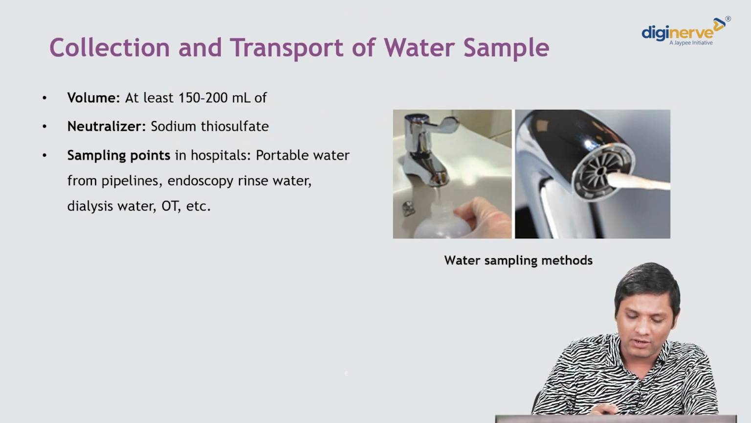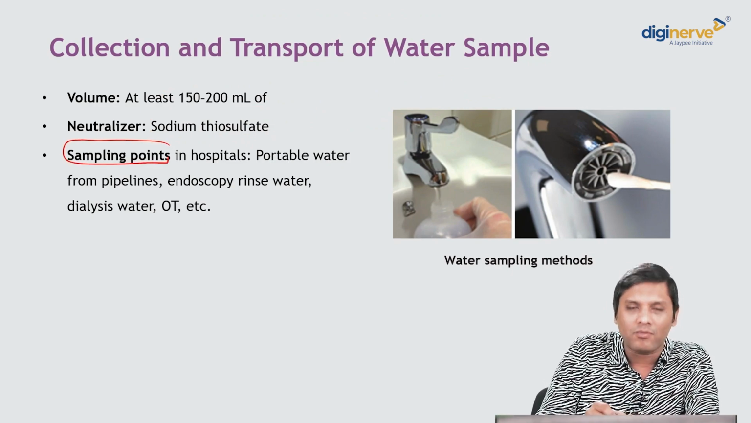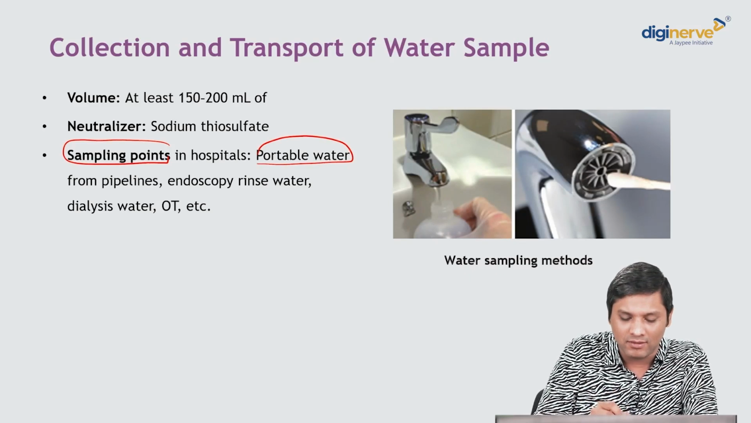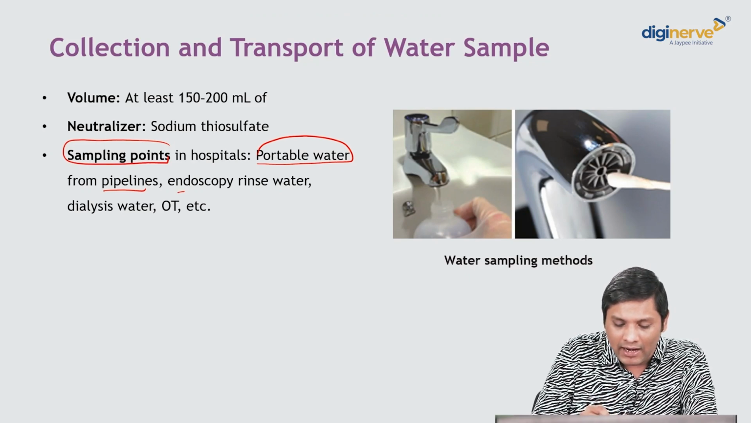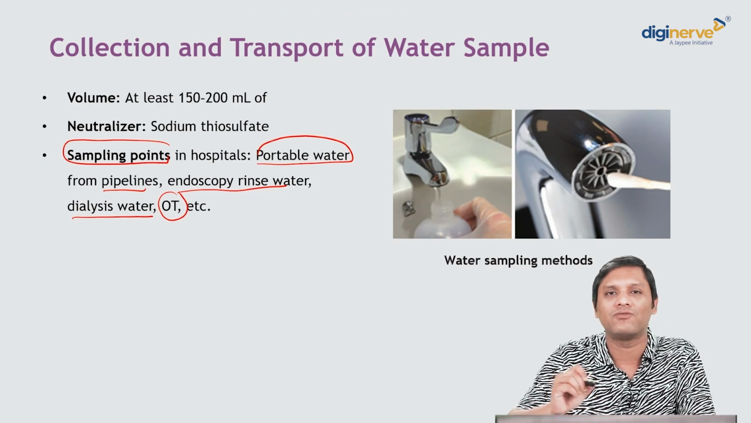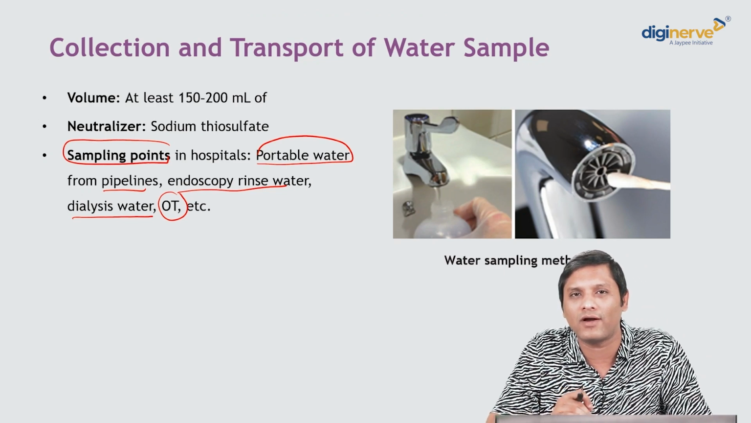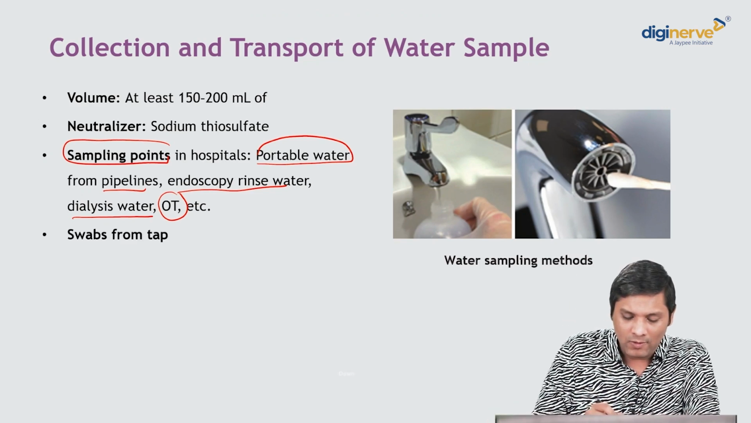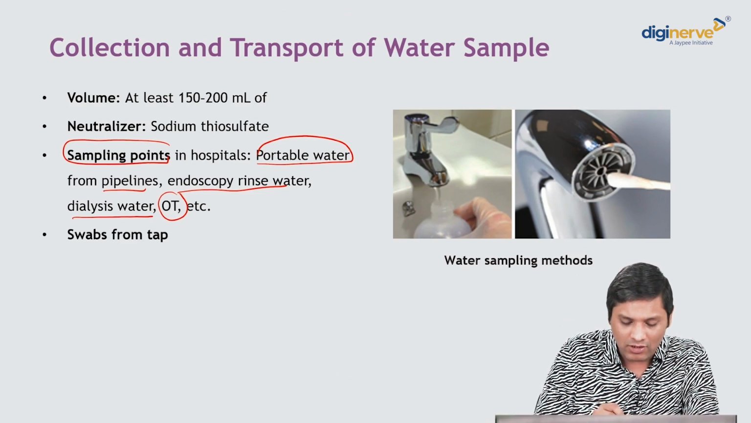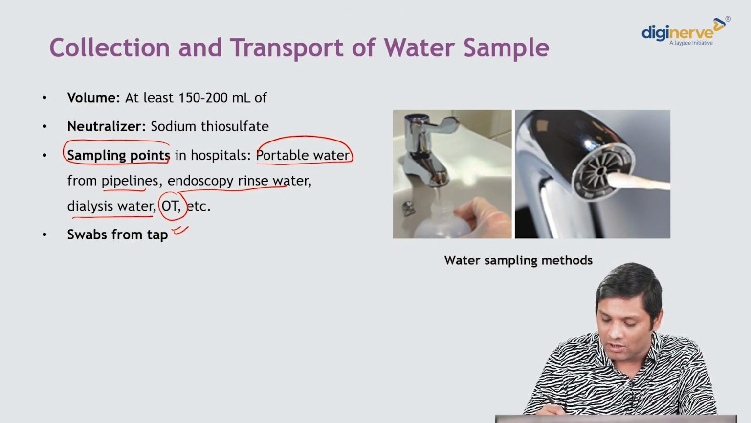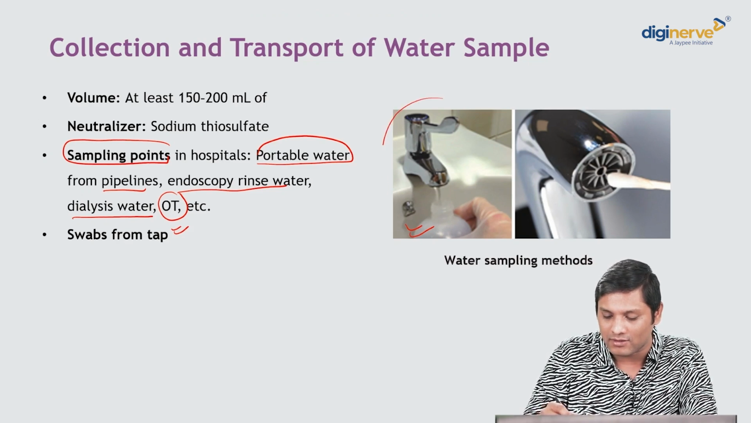Then how to collect the water? There are various sampling points in the hospital premises, such as potable water samples from the various pipelines, endoscopy rinse water, dialysis water, operation theatre water. All these are various sampling points from where the water specimen may be collected. Apart from the water specimen, you can also collect swabs from the tap. So you can see that this is how you collect the water specimen from the tap.